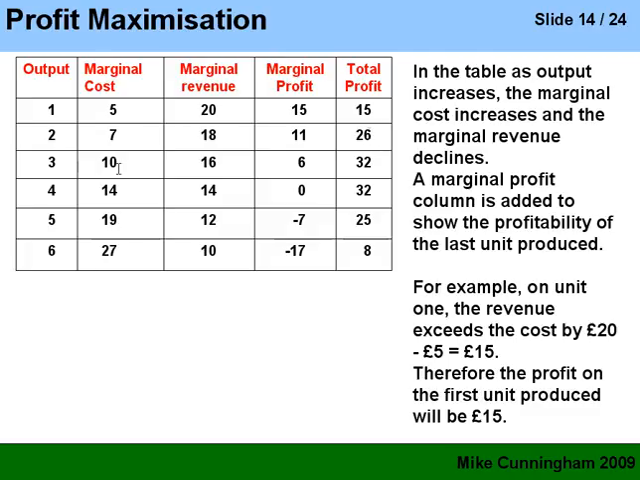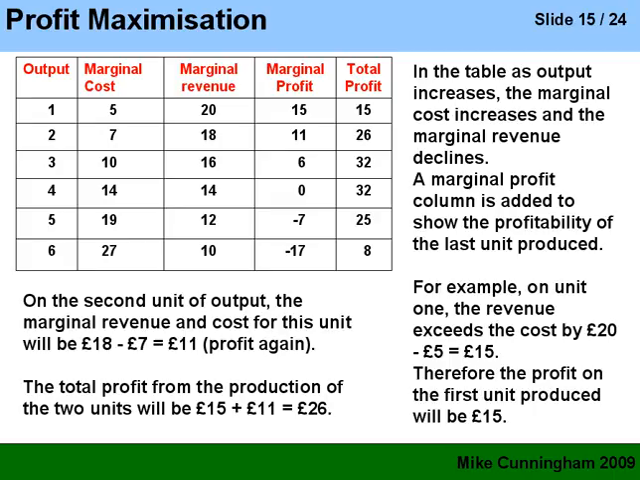On the third one, marginal cost is 10, marginal revenue is 16, marginal profit therefore will be 6. 16 minus 10, 6. 6 and 26, 32. And on the fourth, we get 14 marginal cost, 14 marginal revenue, 0 marginal profit, so the total profit remains 32.